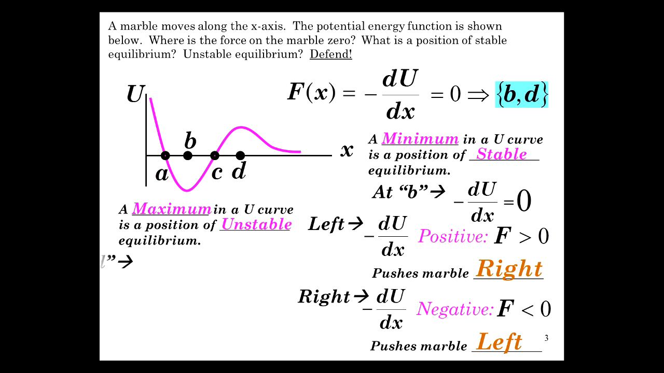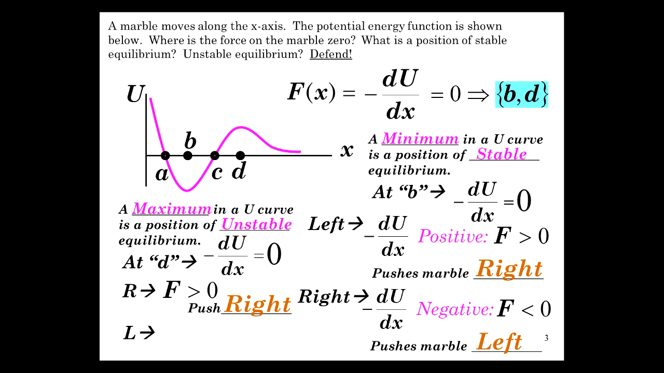So we have a maximum in a U-curve, which is a position of unstable equilibrium. So at D, negative dU/dx is 0. Let's go to the right. We go to the right. dU/dx is negative, so negative dU/dx is positive. So the force, if it moves over here, is in the positive direction, shoving it away from that position of equilibrium. Force is greater than 0. It pushes it to the right.